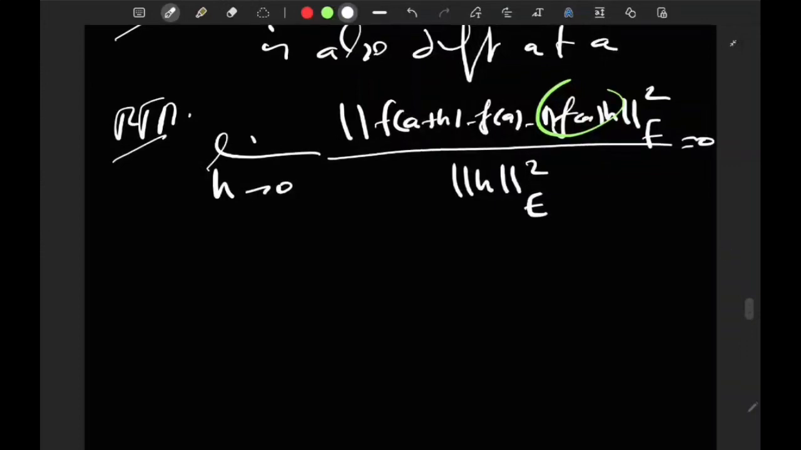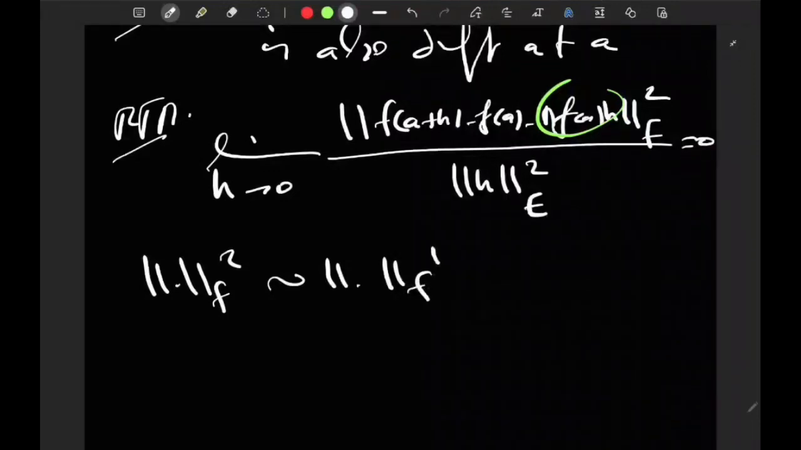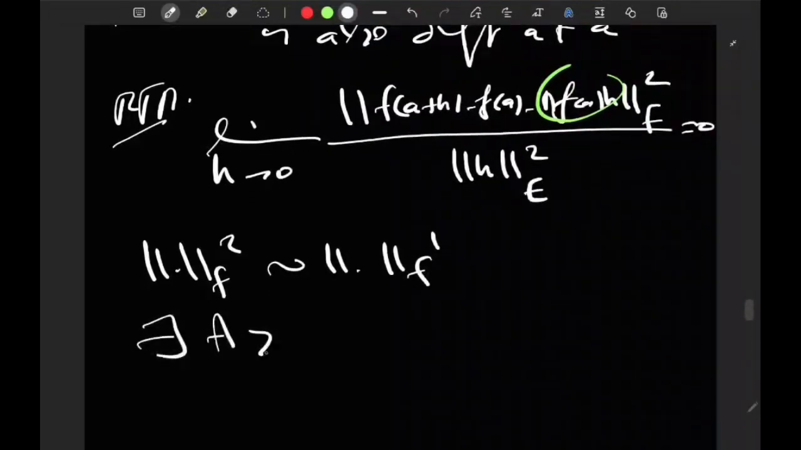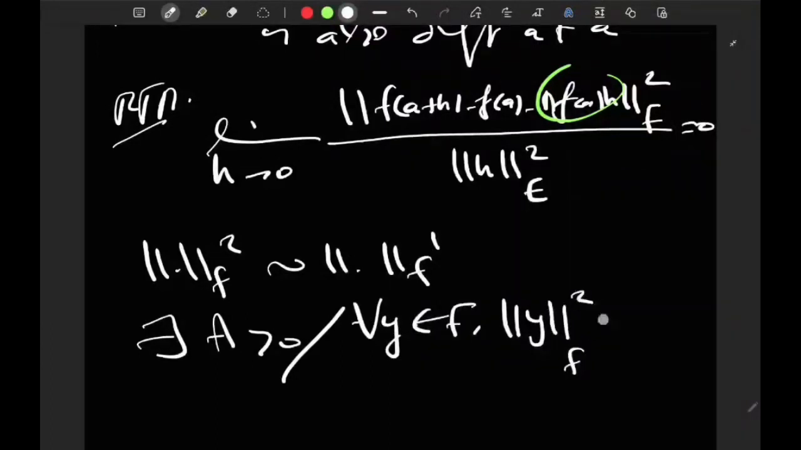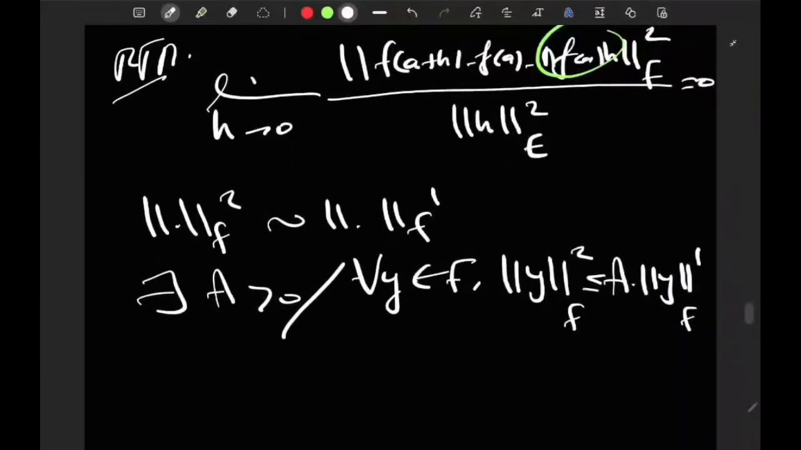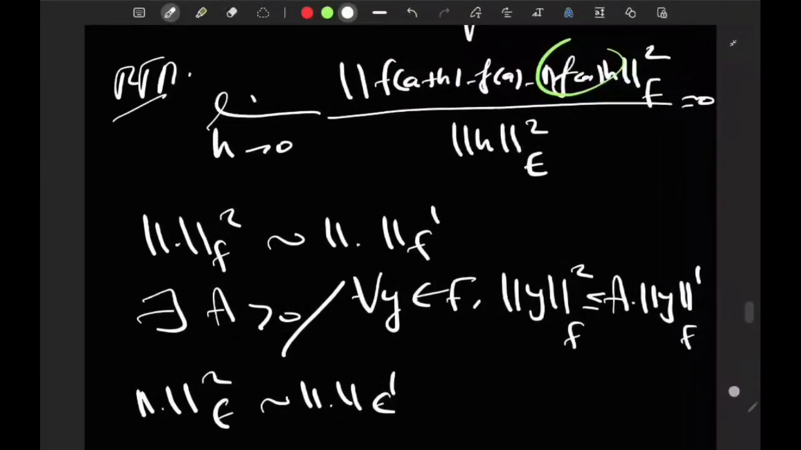First of all, I know that norm F2 is equivalent to norm F1, and this implies that there exists some positive a such that for all y in F, it's true that the norm of y in F2 is less than or equal to a times the norm of y in F1. And second of all, I know that norm E2 is equivalent to norm E1.